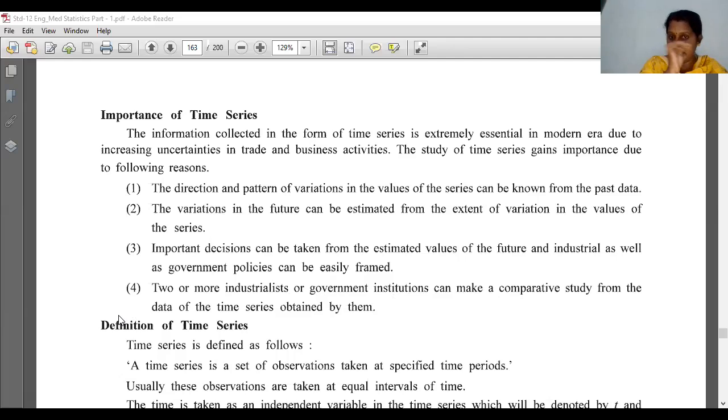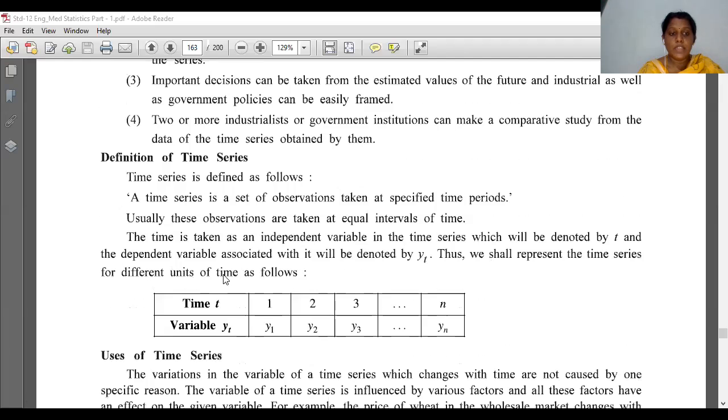Now, the definition of time series. Here the definition is: a time series is a set of observations taken at a specified time period. Time series is defined as a set of observations taken at a specified time period.